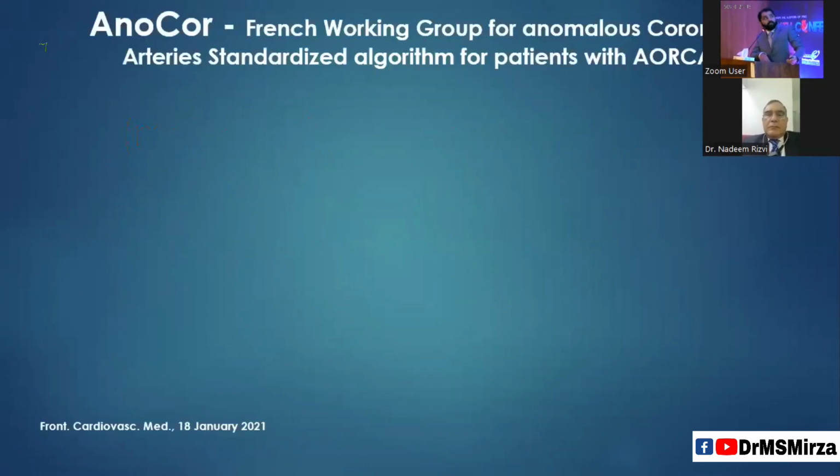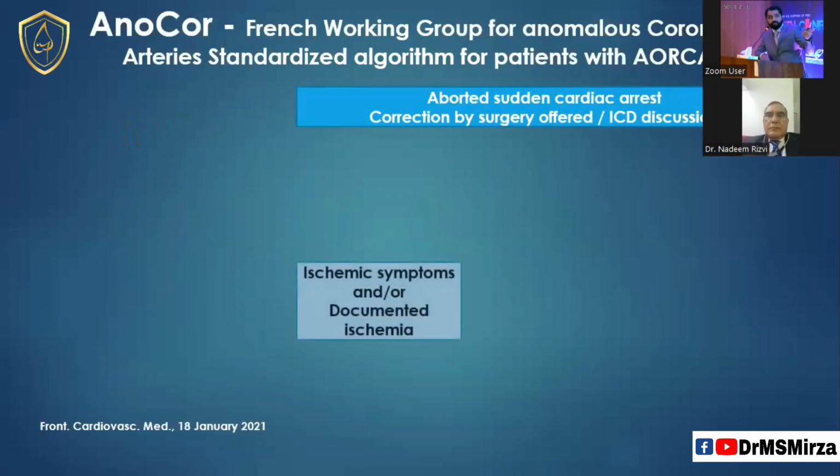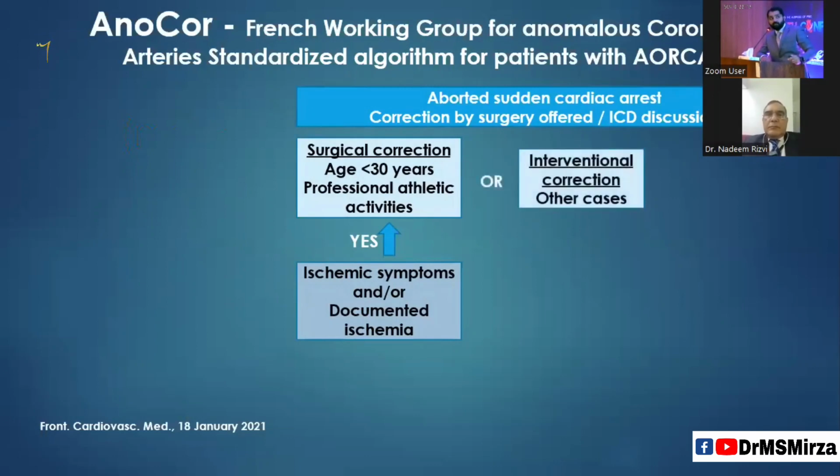So we went through the ANACOR French working group on anomalous coronary arteries. They standardized an algorithm for patients with anomalous origin of RCA. If the patient had aborted sudden cardiac arrest, you have to go for surgical correction with ICD discussion. But if not, then we have to look for whether the patient has ischemic symptoms or documented ischemia. If yes, then surgical correction will be advised only if the patient's age is less than 30 and the patient is involved in professional athletic activities. If not, then interventional correction can be offered in all other cases.